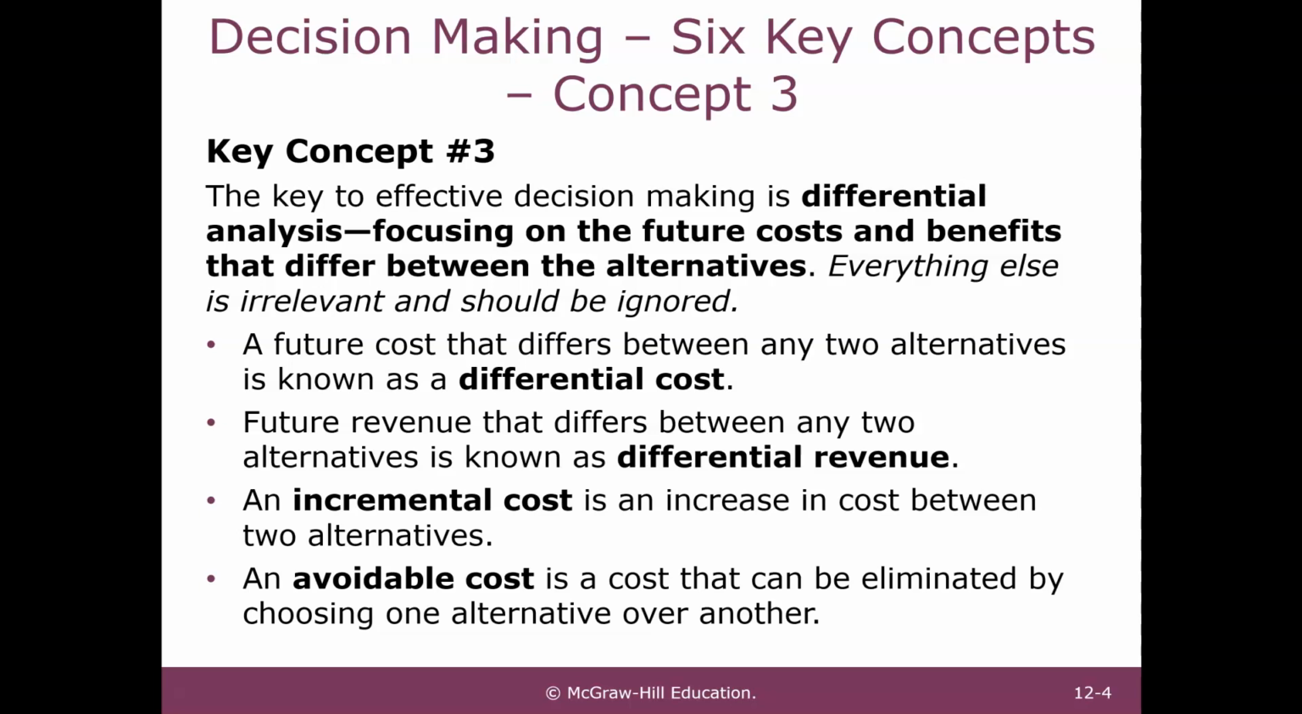An incremental cost is an increase in cost between the 2 alternatives. And then an avoidable cost is the cost that can be eliminated by choosing one over another. So if you chose A, you would not have the cost of $6. But if you chose B, you still would have that cost. That would be an avoidable cost. We can avoid this cost by choosing A.